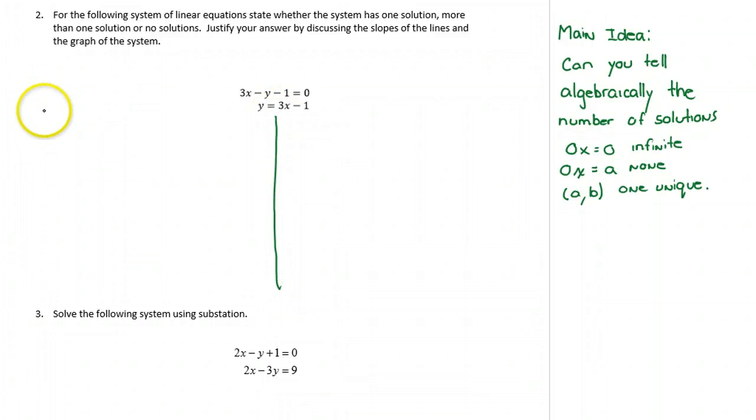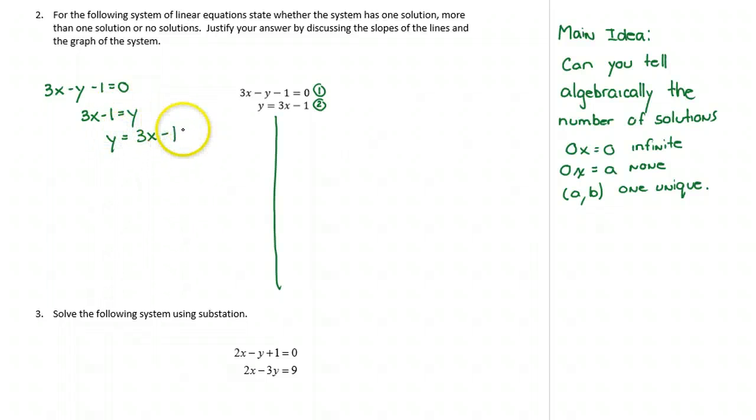So the first thing we could do is we could take these equations and we could write them both in y equals mx plus b form. So equation 2 is already in that form, but let's take equation 1, which is 3x minus y minus 1 equals 0. Do a little bit of algebra magic here, so we'll add y to both sides, so we get 3x minus 1 equals y, so y is equal to 3x minus 1, so that's equation 1. And equation 2 is y equals 3x minus 1. And so what I see is that they are the same line.